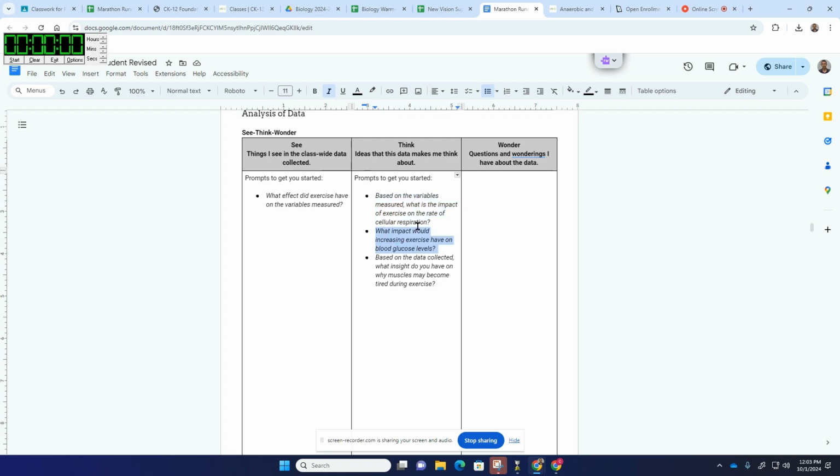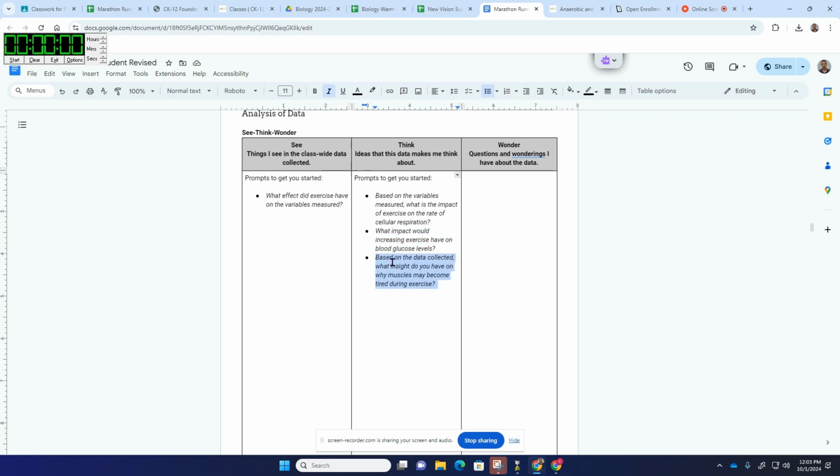Second bullet, it says, what impact would increasing exercise have on blood glucose levels? Well, glucose and sugar are inputs into cell respiration. So if we're breathing out more carbon dioxide, that carbon's coming from sugar. So we're putting more sugar into our cells, which means, to the question, increasing exercise is going to decrease blood glucose because we're using it up in order to power and energize the exercises that we're doing.